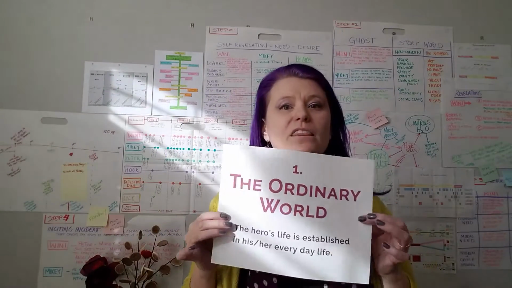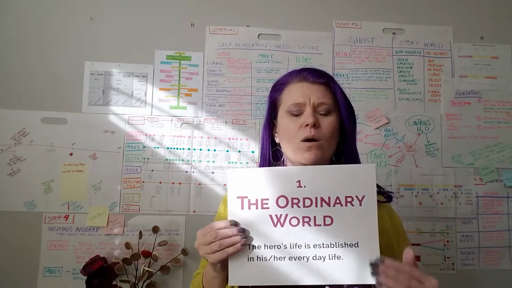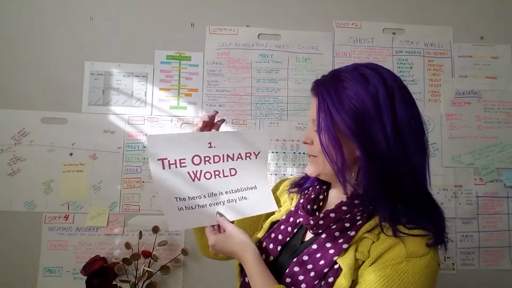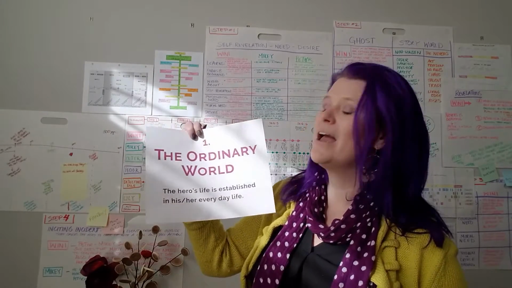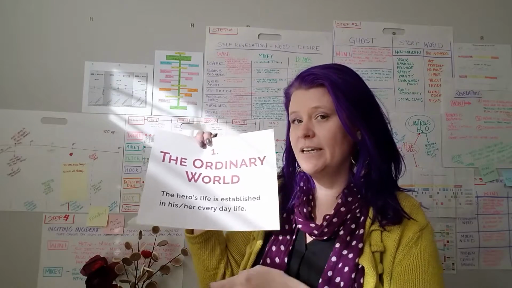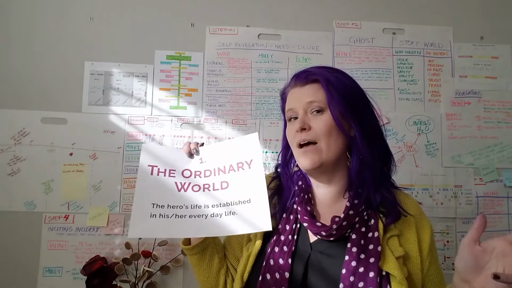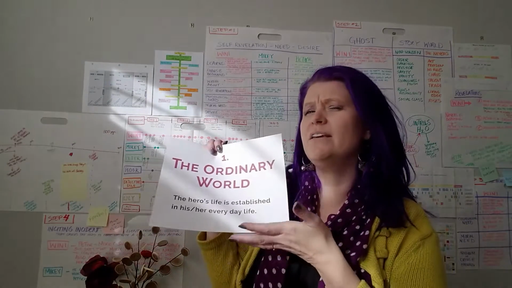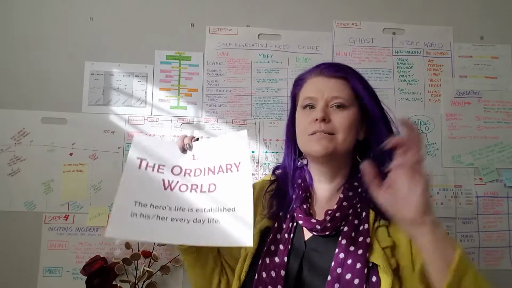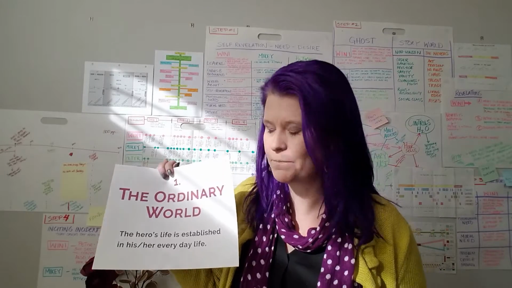Number 1, the ordinary world. Our story needs to start somewhere where we get a foundation for what regular life is like for our protagonist. So the hero's life is established in his or her everyday life. Who are they both emotionally, physically? How do they interact with the people around them? What do they think they want, or where do they think their life is headed just as the story begins, before something comes to change everything?